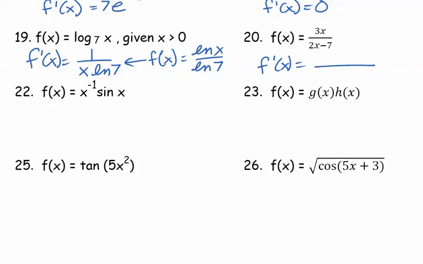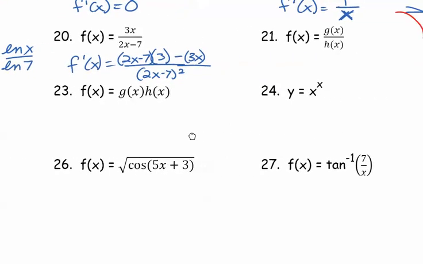So we want the denominator squared, and then up here, low d high, the derivative of the numerator is just 3, minus the high function times the derivative of the low function. So again, high d low minus low d high. Oops, I said that wrong. Low d high minus high d low.